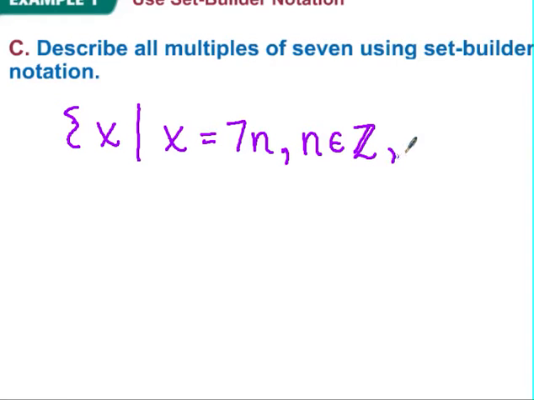But I've neglected to say what x is an element of. So let's think about that. If x is all the multiples of 7, we're dealing with -21, -14, -7, 0, 7, 14, 21. What types of numbers are those?